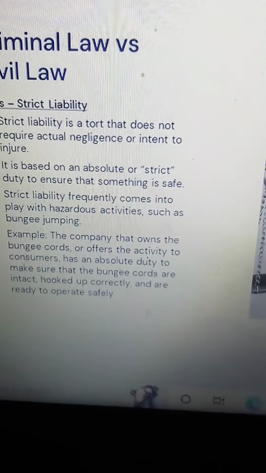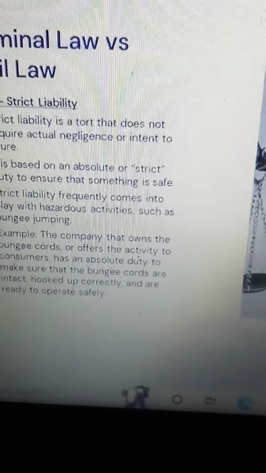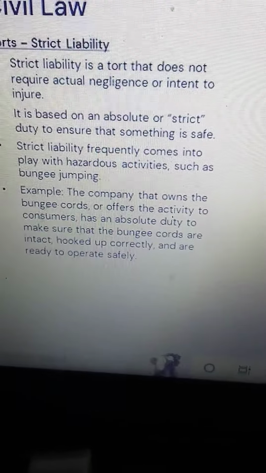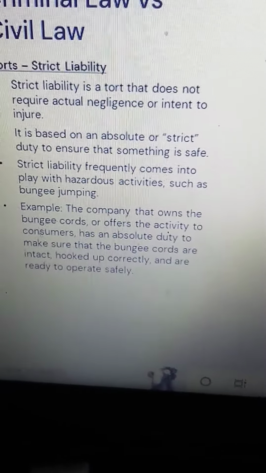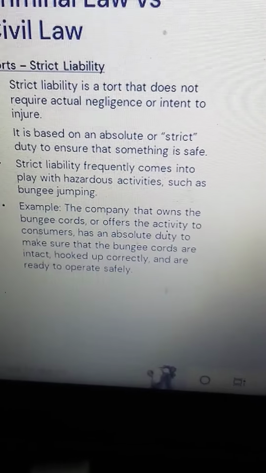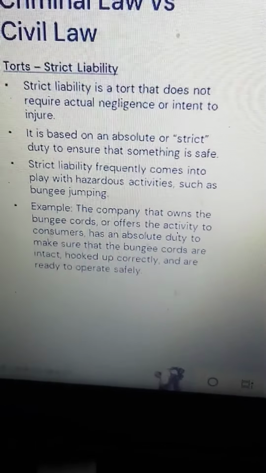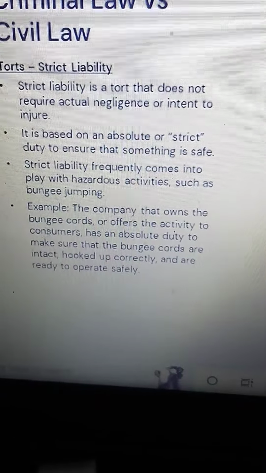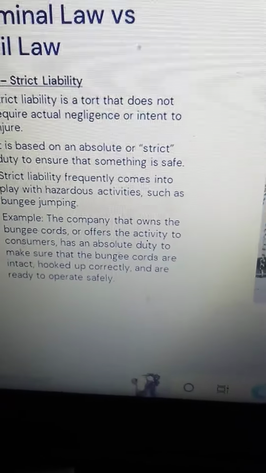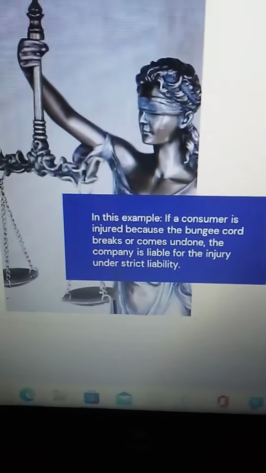Example: the company that owns the bungee cords or offers the activity to consumers has an absolute duty to make sure that the bungee cords are intact, hooked up correctly, and are ready to operate safely. In this example, if a consumer is injured because the bungee cord breaks or comes undone, the company is liable for the injury under strict liability.